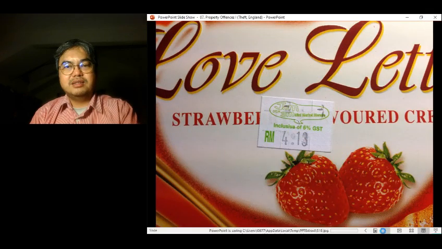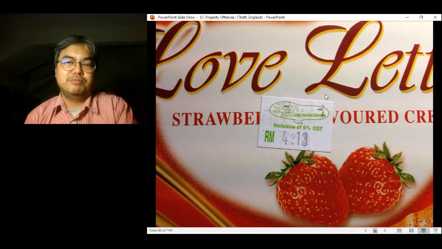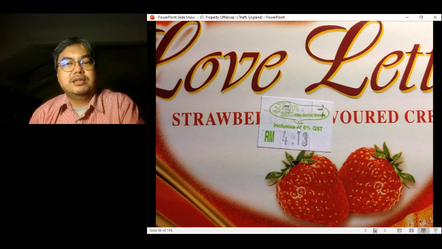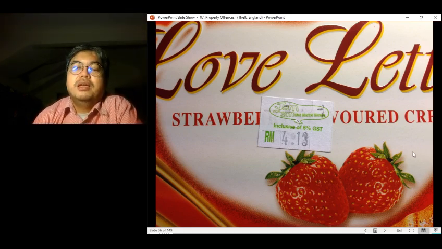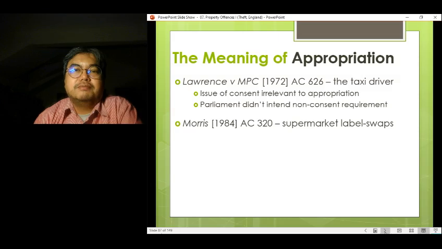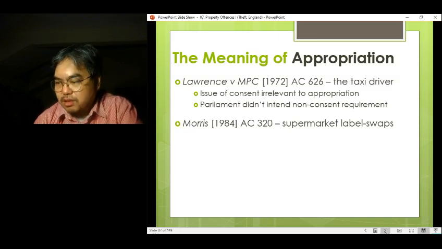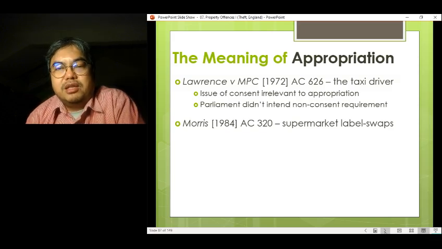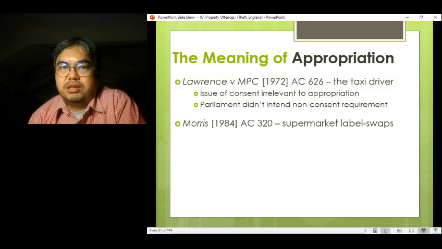But this was at the time when price tags were used. So something like this is obviously a Malaysian product. And some people tear off the price tag and put on the price tag of another product which is cheaper, because the price tag doesn't tell you what the product is, it states the price only. So the question in this case was, when a person swaps the price tag, are they considered to have appropriated that product or not?